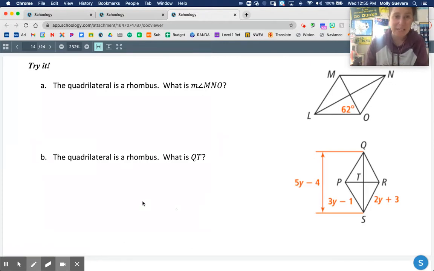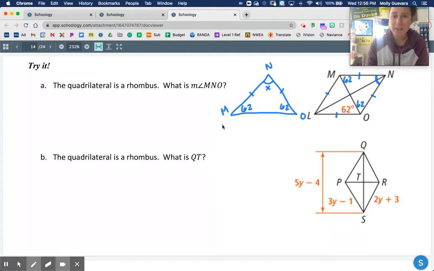Let's go over it. I'm given that this quadrilateral is a rhombus, so I know that all four sides are the same. And I want to know what this angle is. So I'm going to draw this as that isosceles triangle. So this is M, N, and O. And I know these two sides are the same, and this is what I'm trying to find. And I know that this angle right here is 62, which means this angle is 62 as well, which means this angle is 62, right?